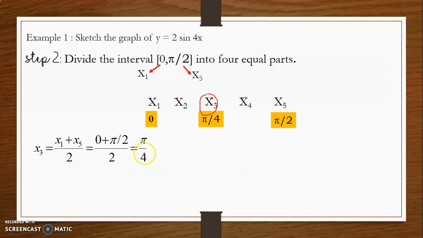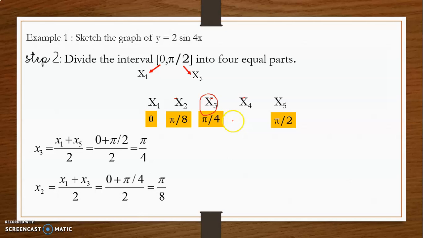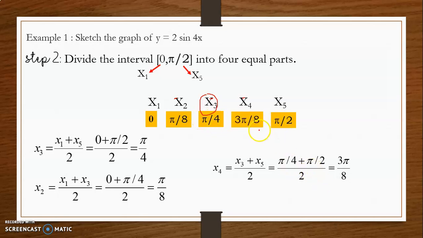Since naa na man tayo x sub 3, kuhaon na nato ang midpoint ni x sub 1 ug x sub 3 which is x sub 2. The same process lang gihapon. So 0 plus pi over 4 over 2, we obtain pi over 8. And lastly, with the same process, we obtain x sub 4 by adding or getting the midpoint between x sub 3 and x sub 5. So we have 3 pi over 8. So kani nga mga values ni x mao ni atong gamiton inig mag-evaluate na ta sa atong function nga y is equal to 2 sine 4x. So that will be on the next step.